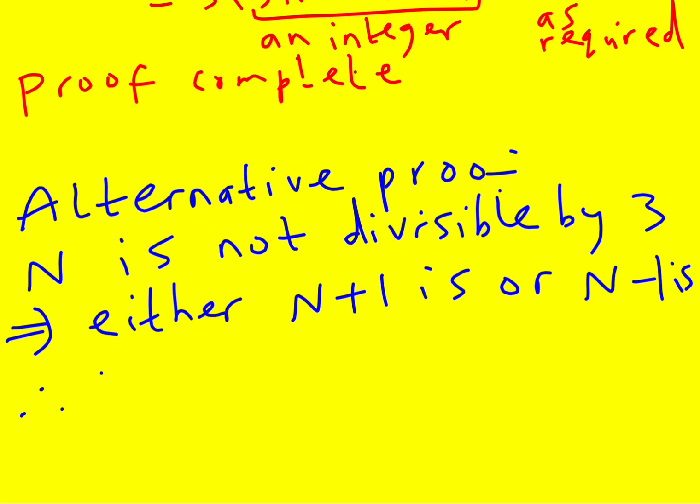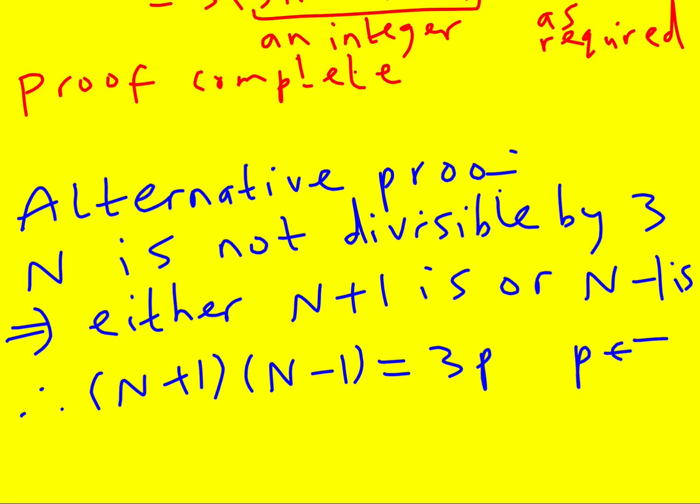Therefore, n plus 1 times n minus 1 will equal 3p for some integer p. Because I know that one of them is a multiple of 3. If I multiply them together, that's definitely going to be a multiple of 3. I can multiply this out. It's going to give me n squared minus 1 equals 3p. So that means that n squared is going to equal 3p plus 1.